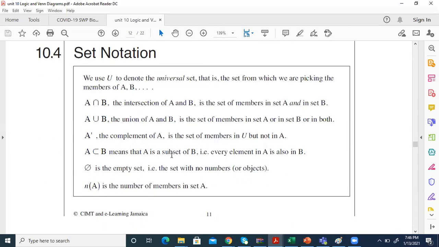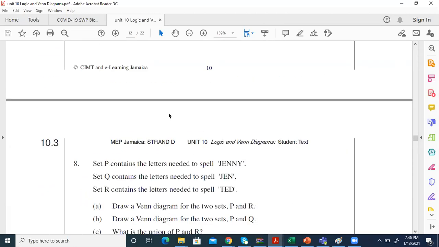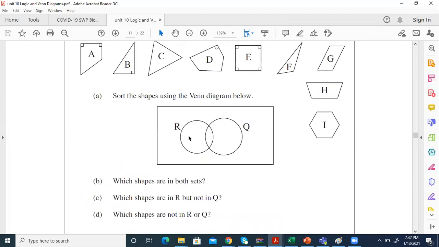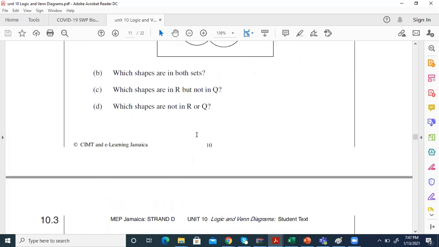So notation. We went through this the last time too, but I'll quickly go through. As it's an intersection, it's like an upside down U, and we spoke about it before. It's what's common between the two sets. Remember, the intersection is in the middle here, where the sets overlap.